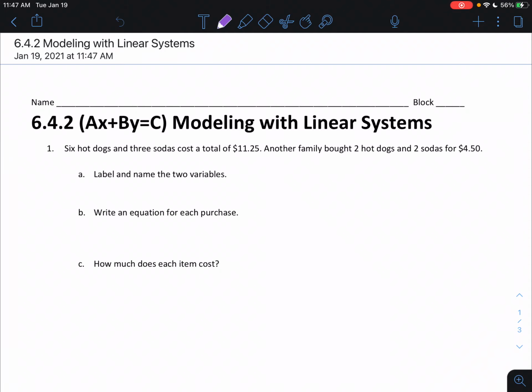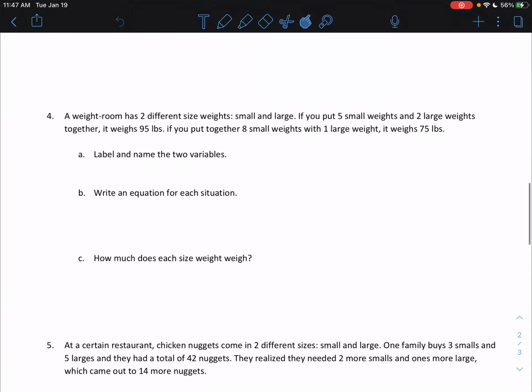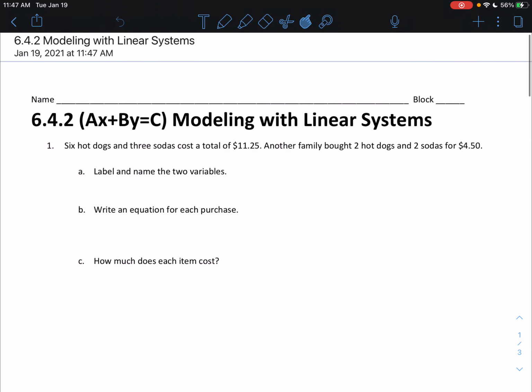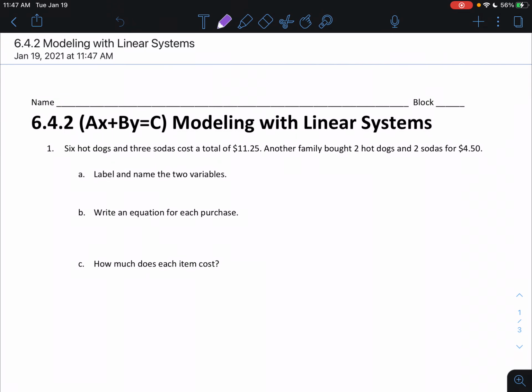Hey Algebra, as you hopefully saw, I did leave this assignment for you guys to work on today. It is 5 problems. I'm going to do the first 2 with you guys in this video, just so we have a little refresher of how to do it and what we should be doing.